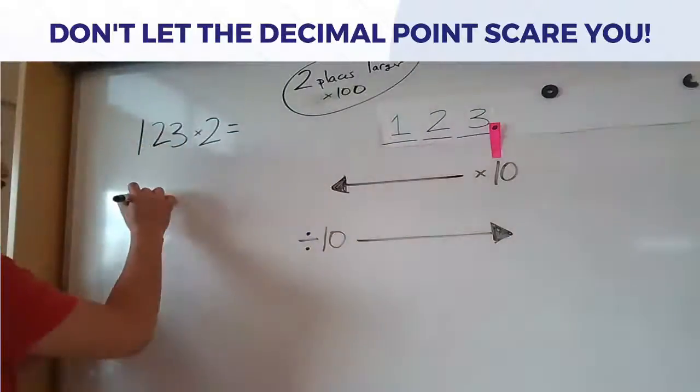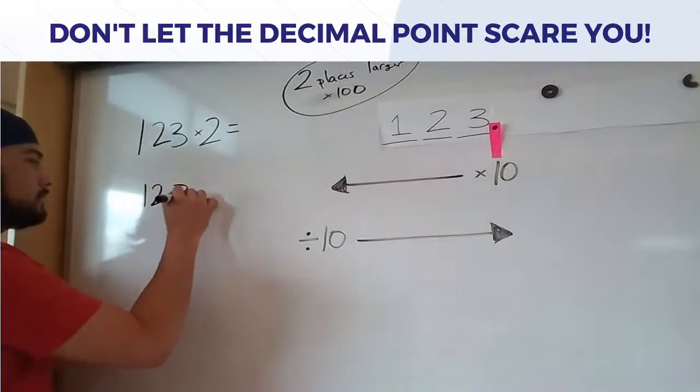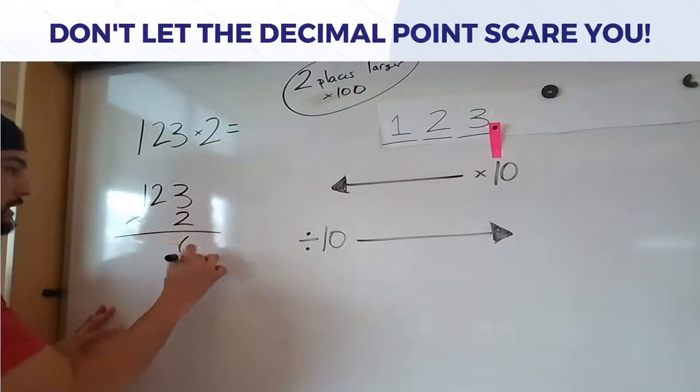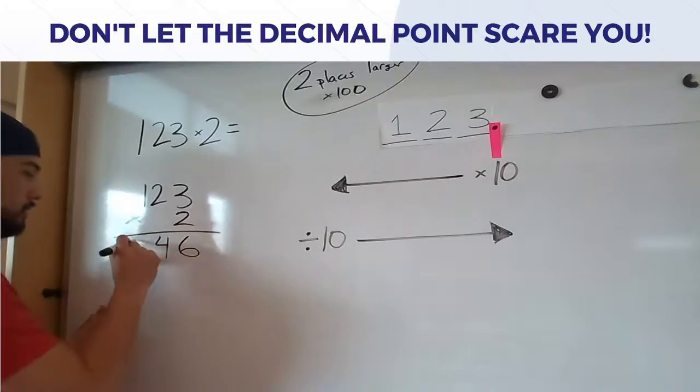Okay? So I do 123 times 2. I'll use standard algorithm for this. 3 times 2 is 6. 2 times 2 is 4. 2 times 1 is 2.